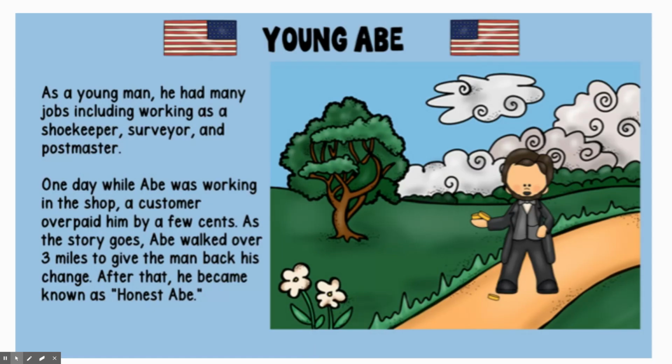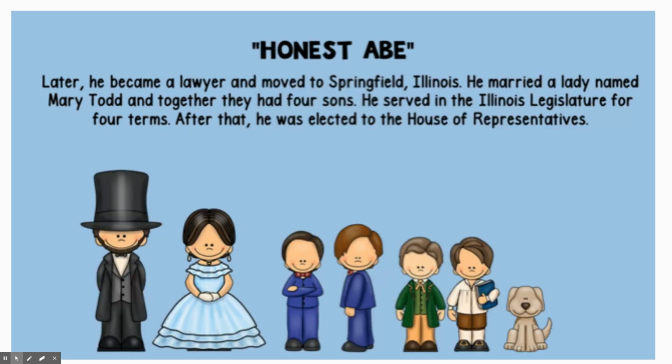Young Abe. As a young man, he had many jobs, including working as a shopkeeper, surveyor, and postmaster. One day, while Abe was working in the shop, a customer overpaid him by a few cents. As the story goes, Abe walked over 3 miles to give the man back his change. After that, he became known as Honest Abe.